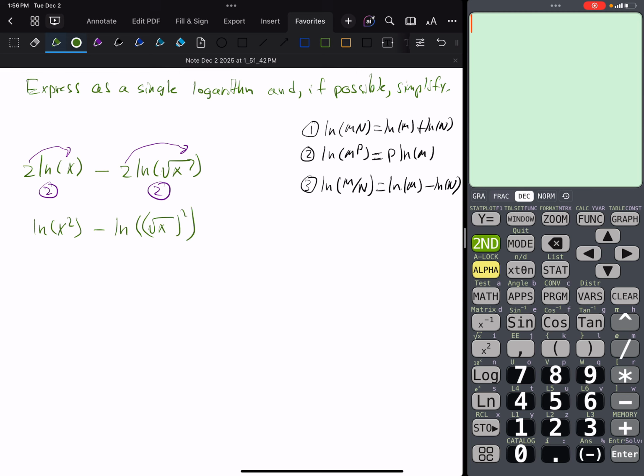Okay, well, square root of x squared is going to be x, right? And so we'll go ahead and rewrite that. Natural log of x squared minus natural log of x.